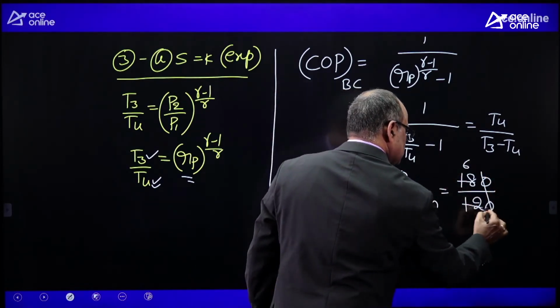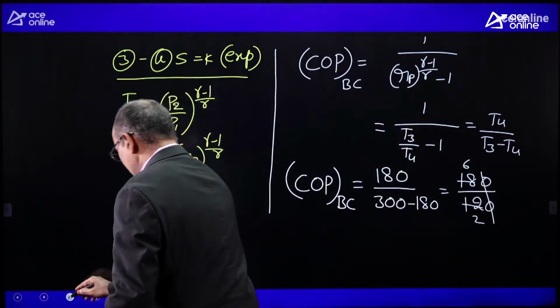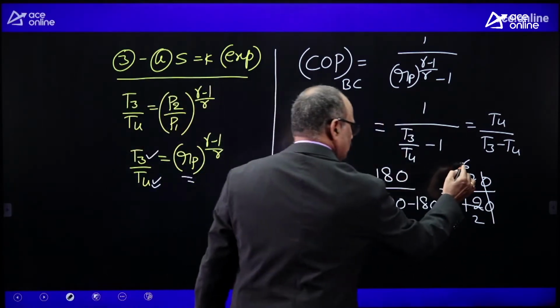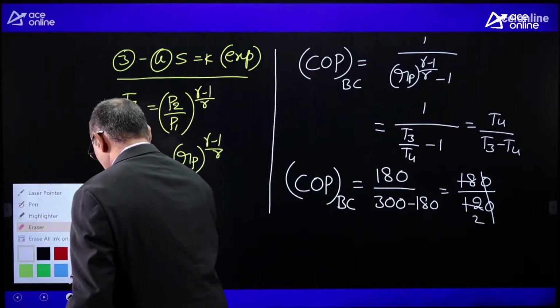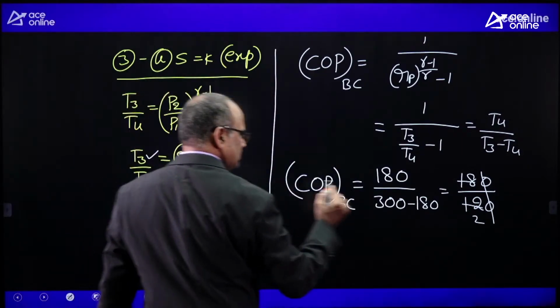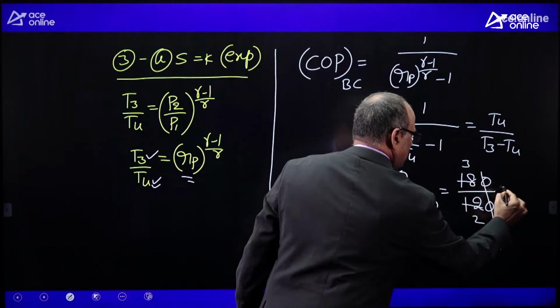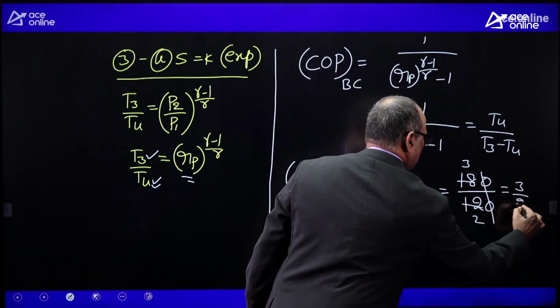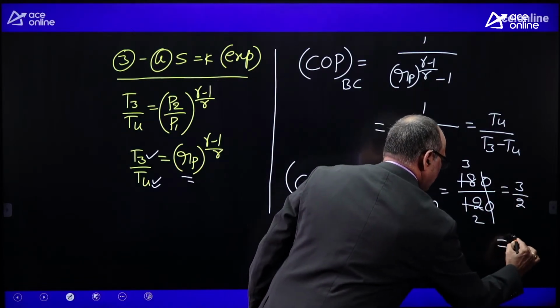6 3 are 6 2. It is 6 1 minute. Let me write it clearly. You should be very careful while solving the problems in the limited space. 6 3 ja 3 by 2. 3 by 2 is equal to 1.5.